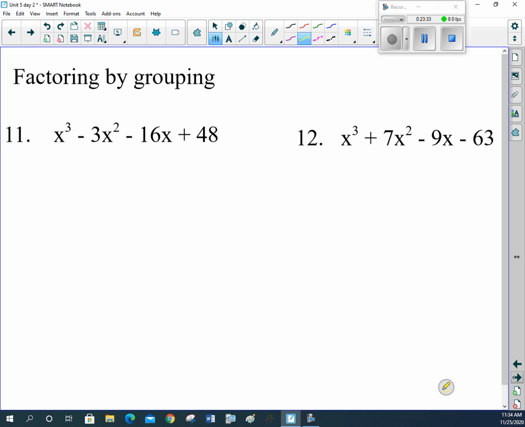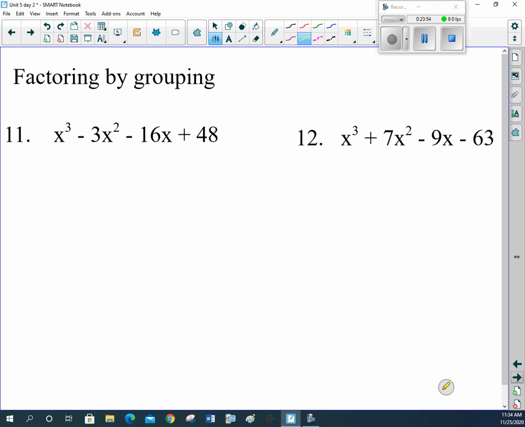Okay, and then the last one is factoring by grouping. So if you notice, this one actually has 4 terms in it. Up to this point, our polynomials had either 2 terms or 3 terms. This one now has 4 terms, so that's going to be your dead giveaway that it's got to be grouping. And you're going to group them in sets of 2.